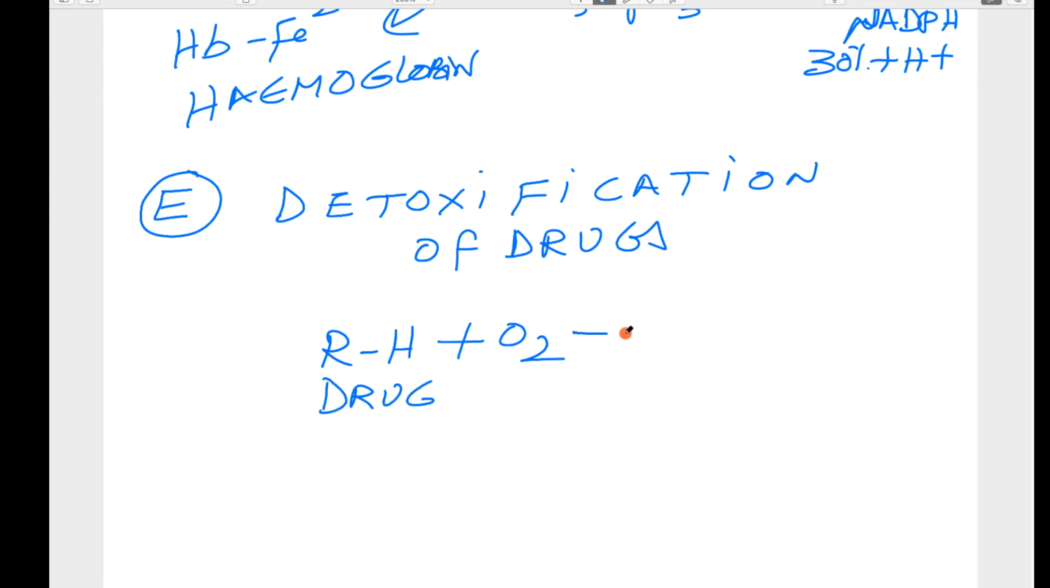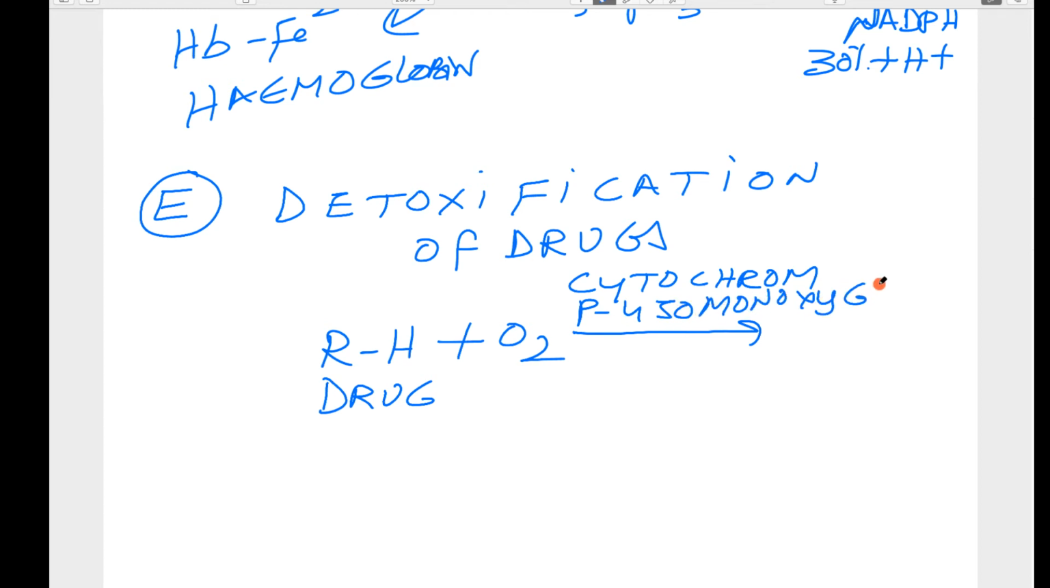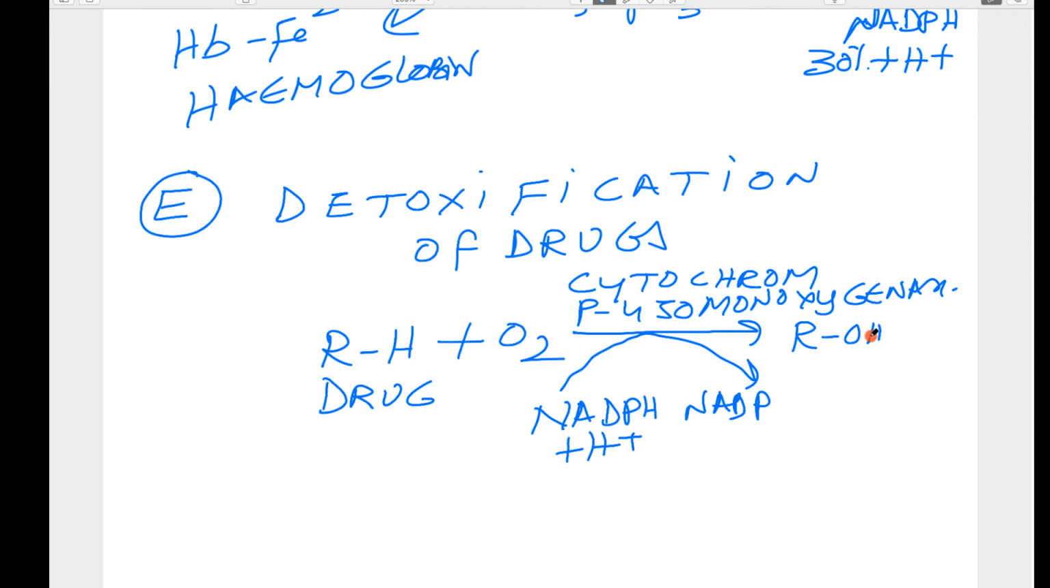So what is the enzyme system? Cytochrome P450 monooxygenase system. Here, what is the coenzyme we require? Of course, it is NADPH plus H plus converted to NADP plus. This comes from the HMP pathway. So the drug is metabolized. Once the drug is metabolized, it can be excreted.